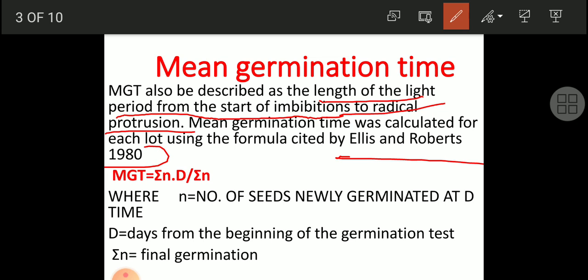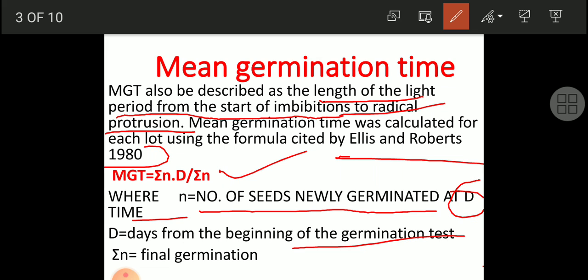The mean germination time is equal to the summation of n into d divided by the summation of n. What is n? N is the number of seeds newly germinated at time d. D is the days from the beginning of the germination test, and summation n is equal to the final germination. This is the formula you have to remember to calculate the mean germination time: summation n into d divided by summation n.